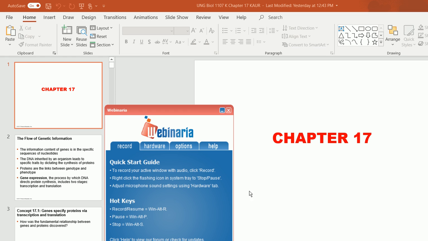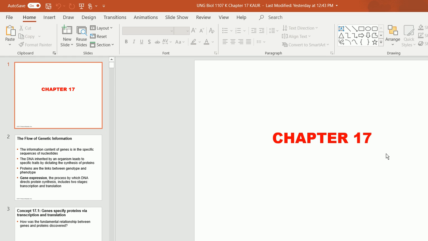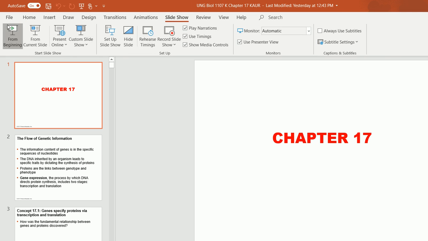Let's discuss chapter number 17. Chapter number 17 is basically about gene expression. In this chapter, we are going to talk about the two steps of gene expression, which are transcription and translation.